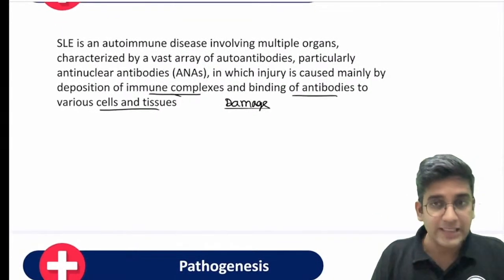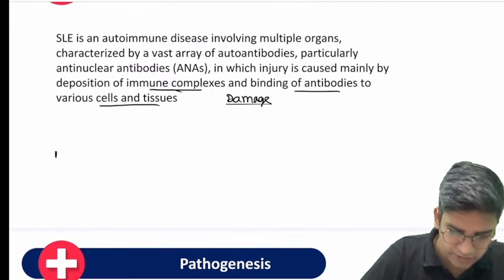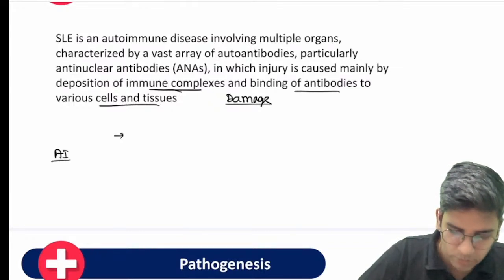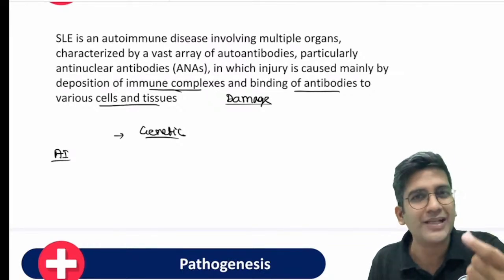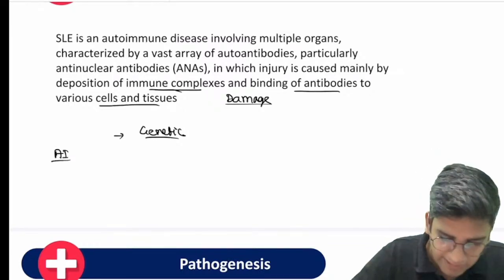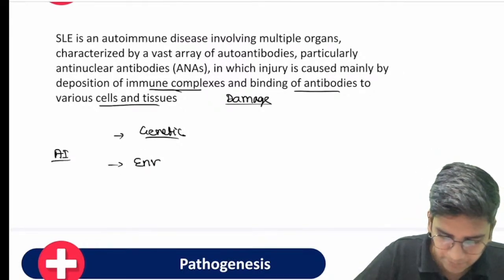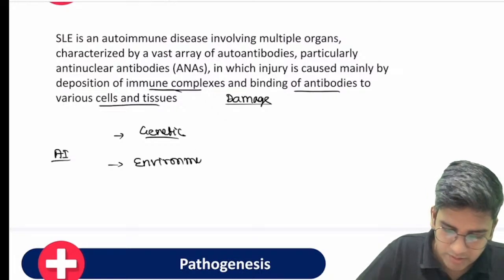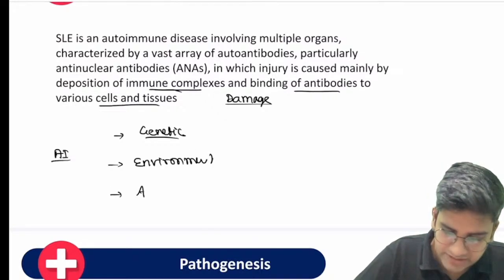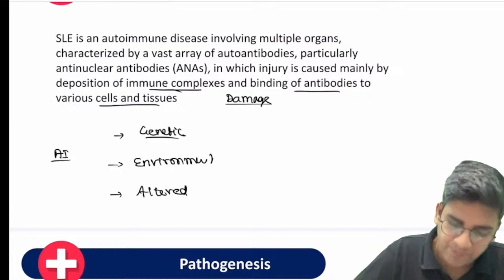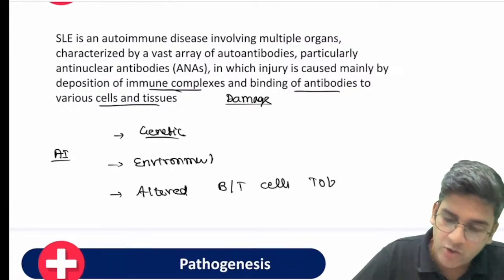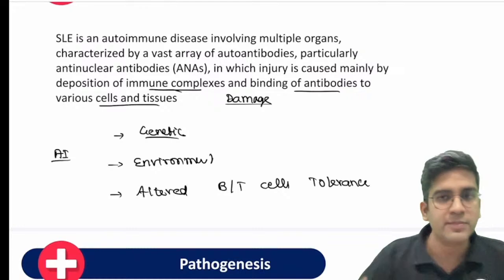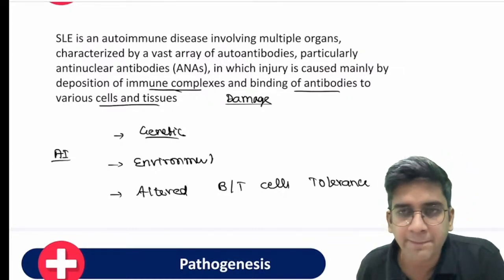Okay. So like I said, for every autoimmune disorder, I need three inputs. One will be genetic. So when I say genetic, at least one HLA if possible, or one gene if possible, remember, right? And one environmental input. And one will be, this is static. You'll have an altered B and T cell tolerance. This will not change. Tolerance is a mechanism by which I will stop autoimmune disorder, right?